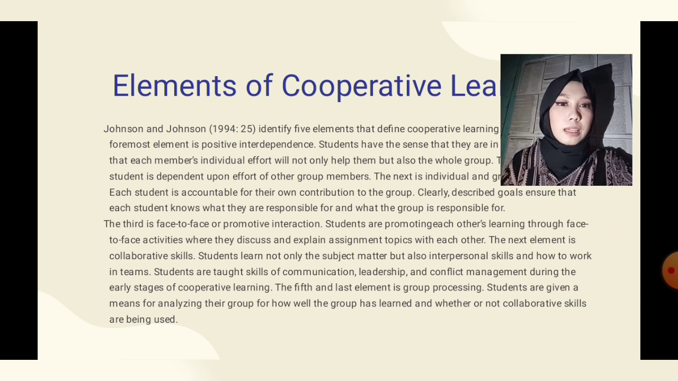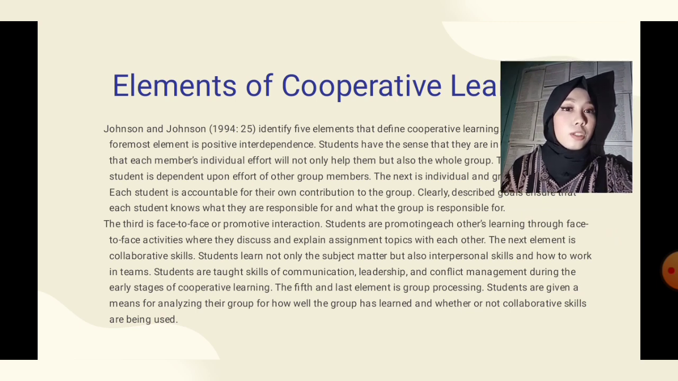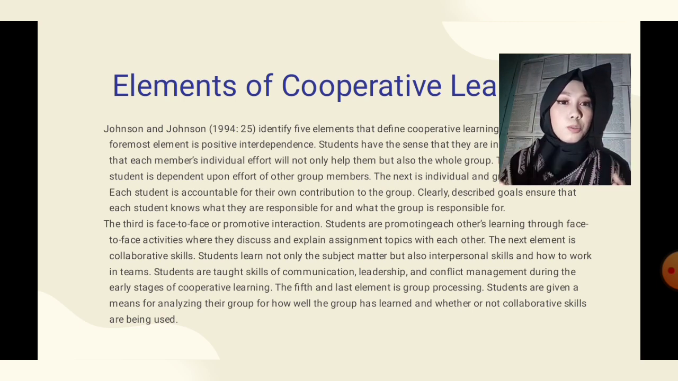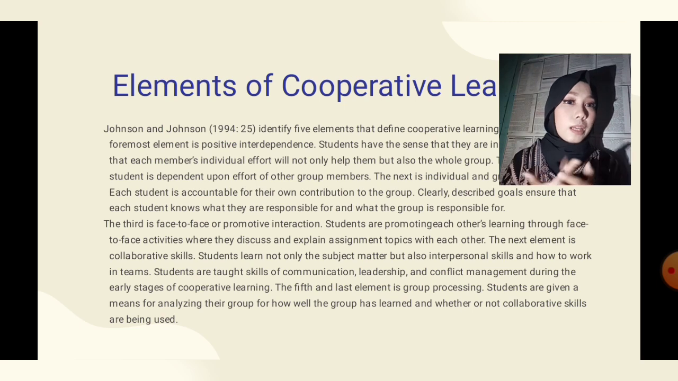The next element is collaborative skill. Students learn not only the subject matter but also interpersonal skill and how to work in teams. Students are taught skill of communication, leadership, and conflict management during the early stage of cooperative learning. The last element is group processing. Students are given means for analyzing their group for how well the group has learned and whether or not collaborative skills are being used.